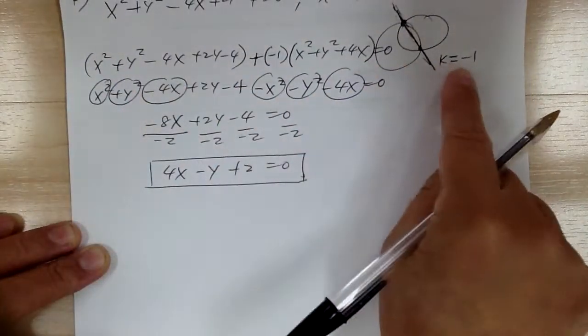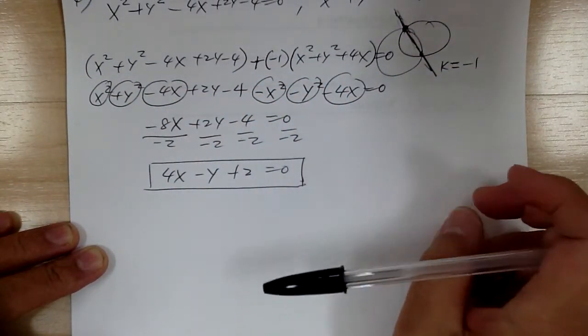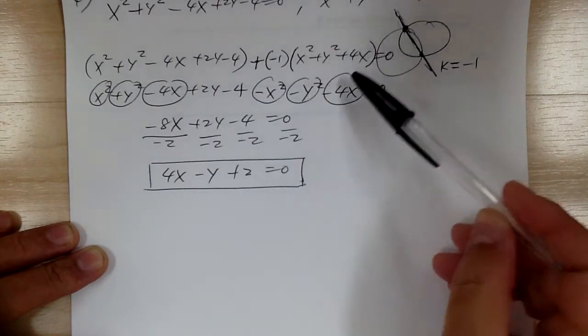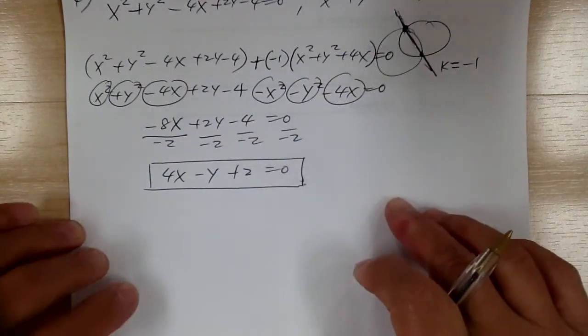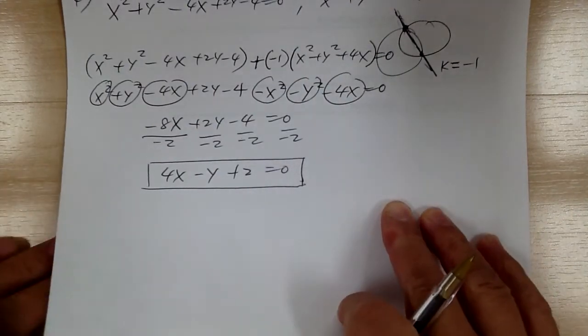So again, the equations are kind of long, so it's very easy to make careless mistakes. So you got to watch how you copy things and be careful to avoid careless mistakes. Okay, let's go to number 6.